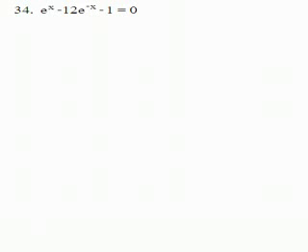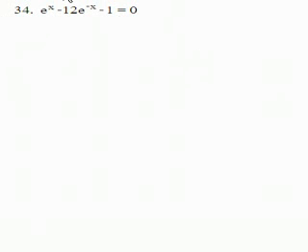This is one of the harder exponential equations that I assigned for homework, so I thought I'd sit down and explain it to you a little bit and see if it makes more sense to you. e^x - 12e^(-x) - 1 = 0. So what I thought I'd do is substitute. I think that's the easiest way to do this problem.